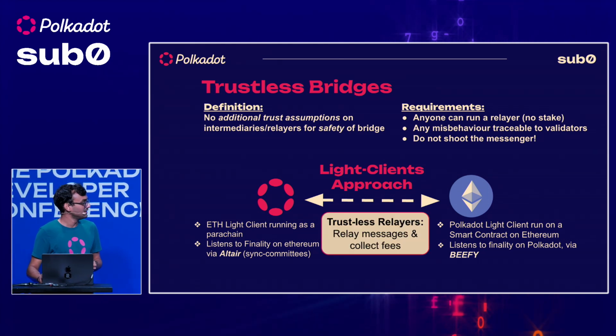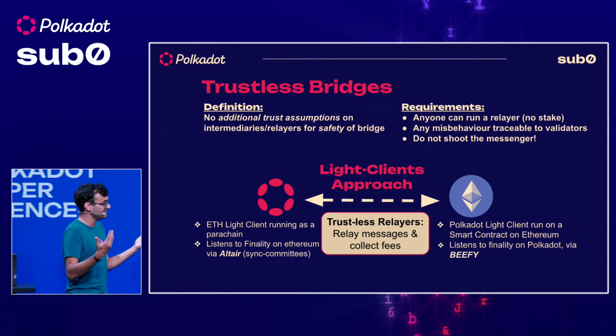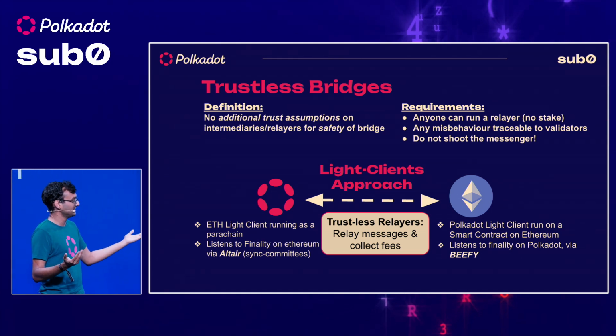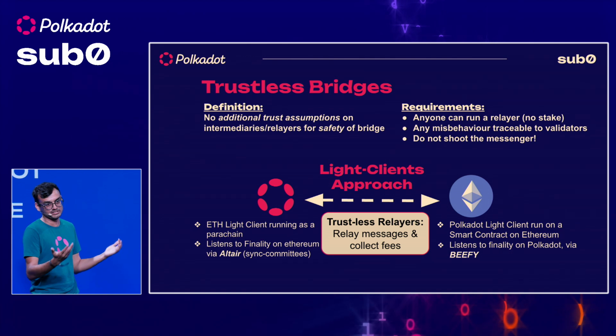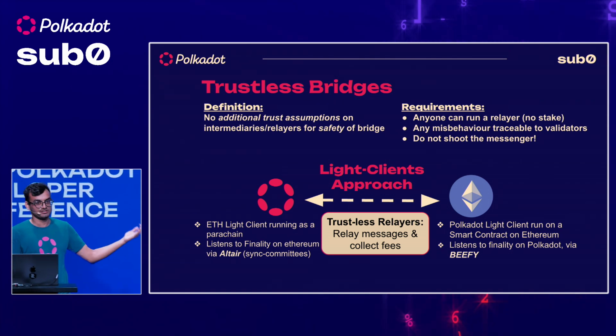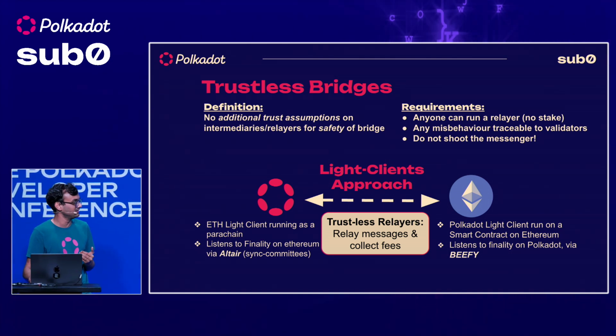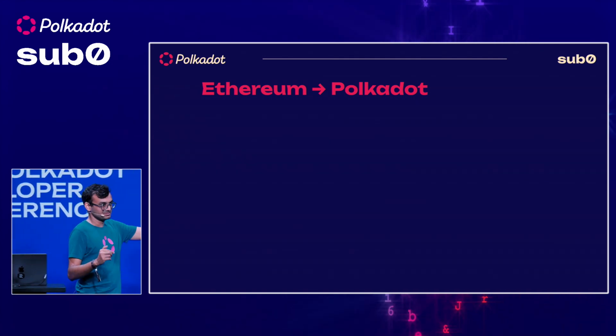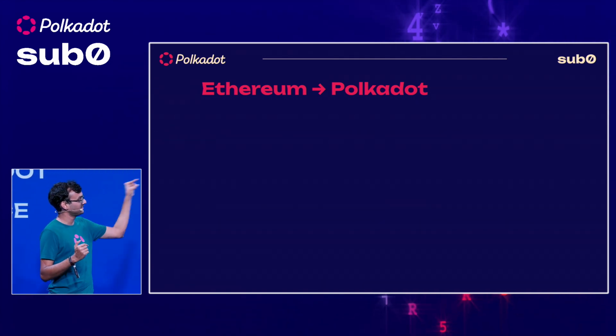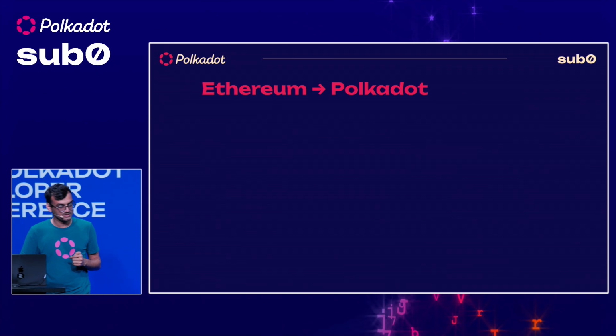Right? And basically, we then need these trustless relayers just to relay the messages between the chains and collect fees during the process, right? For the effort that they put in sending the messages. So let's look at both the directions, right? So let's look at the Ethereum to Polkadot direction.